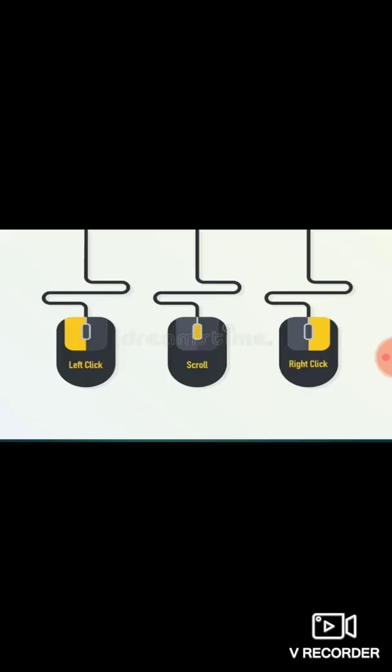Okay students, see the picture. Left side mouse represent the left button. Right side mouse represent the right button. In center mouse represent the scroll wheel. This scroll wheel is mainly used to move the page up and down.